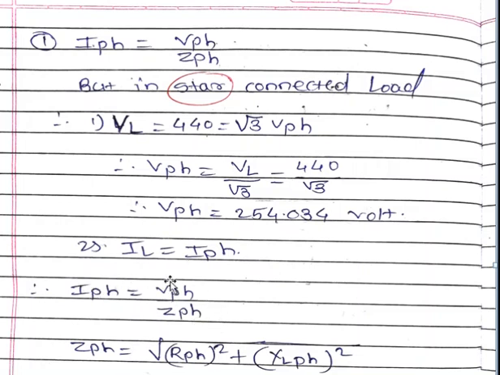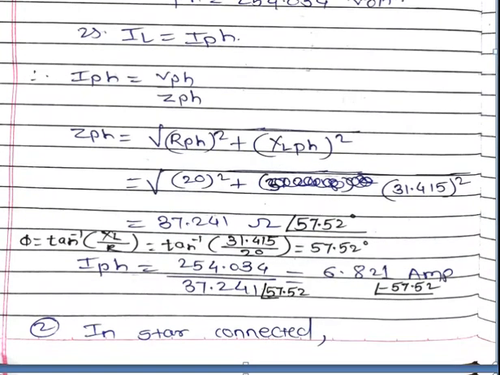Now we calculate the value of IL or IPH. IPH is equal to VPH divided by ZPH. But here the value of ZPH is unknown. Therefore, first we calculate the value of ZPH. ZPH is equal to under root RPH square plus XLPH square. The value of RPH is equal to 20 and the value of XLPH is equal to 31.415. The answer of this calculation is 37.241 ohm.